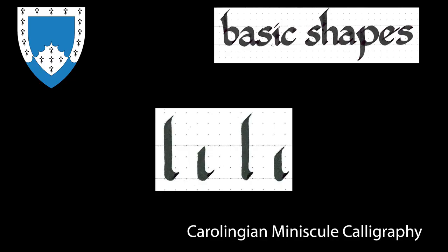Another of the basic shapes of Carolingian, of course, is the vertical stroke. Beginning with a small hairline at the top of the vertical, which is going to assist you in forming the serif at a later time. Follow this up with a long vertical stroke, ending with a curved bottom or a small foot, which is going to add a visual complexity that is very appealing.